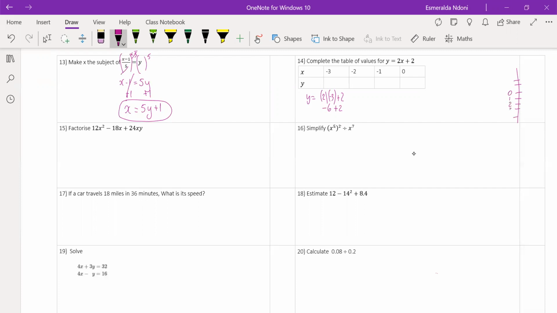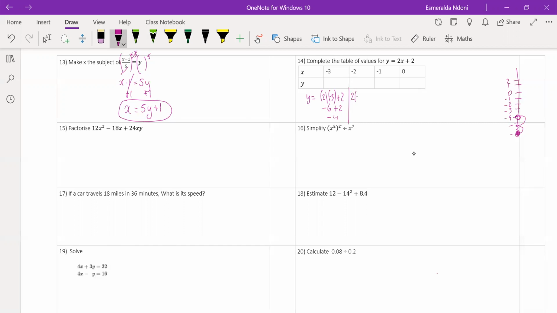0, 1, 2, 3, 4, 5, 6. These are all negative, and 1 and 2 is positive. Your starting point is negative 6, and you're going up by 2. Your landing is a negative 4. Let's quickly put the negatives there so we don't get confused. Negative 4.